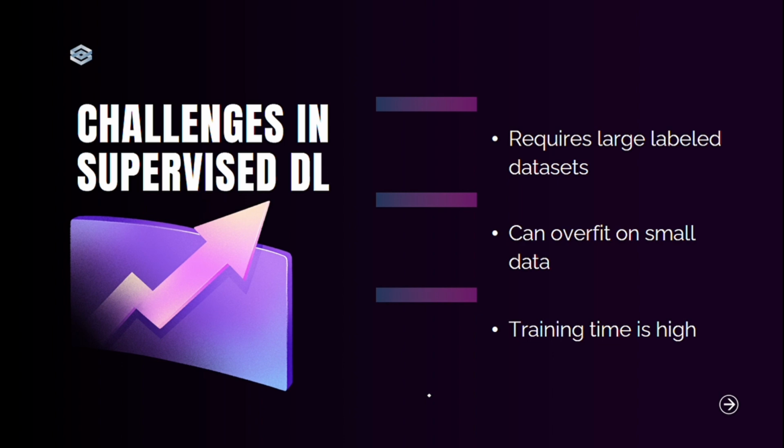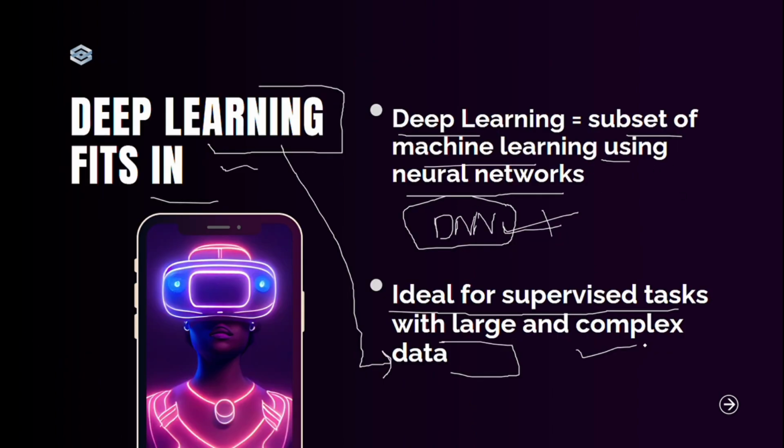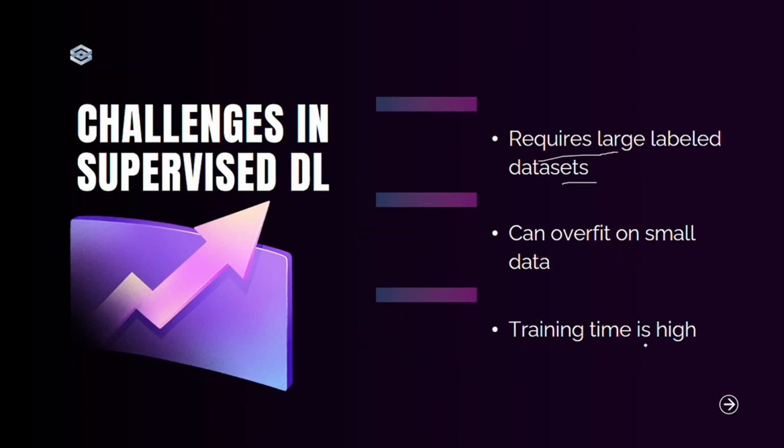Then the challenges faced by supervised learning in deep learning, like requiring a large labeled dataset. As I told you earlier, deep learning works on large and complex data. So this is a major challenge faced by supervised deep learning: large labeled data. Then it can overfit on small data. Overfit means the model becomes overtrained on the data, and that is overfitting.